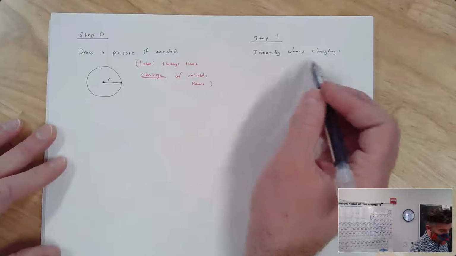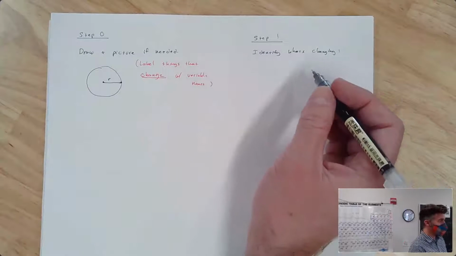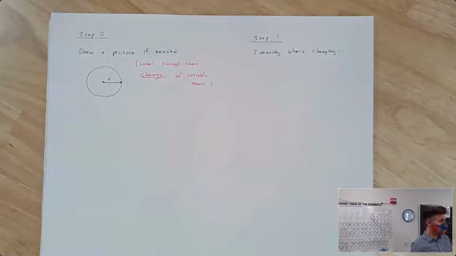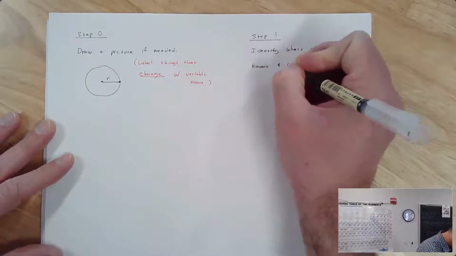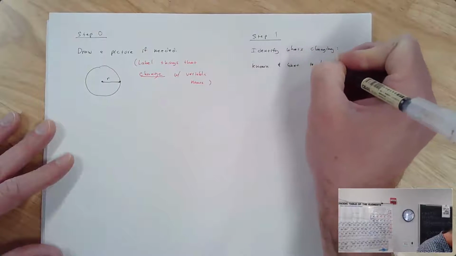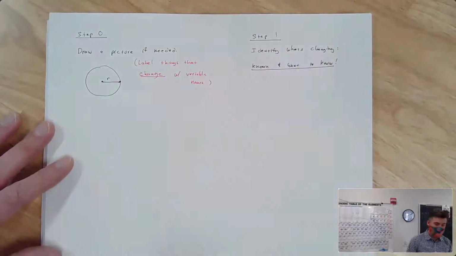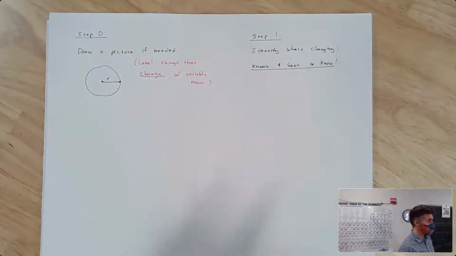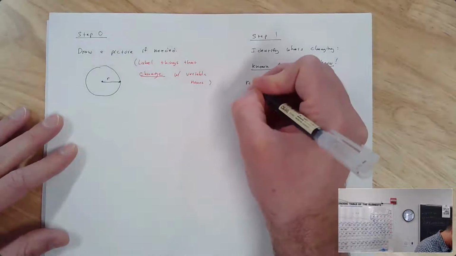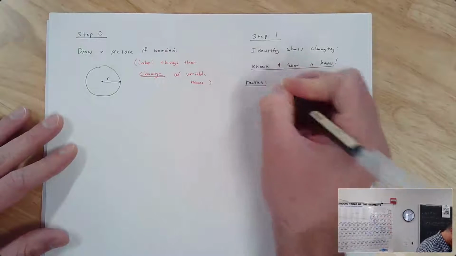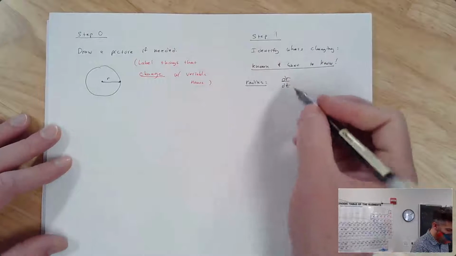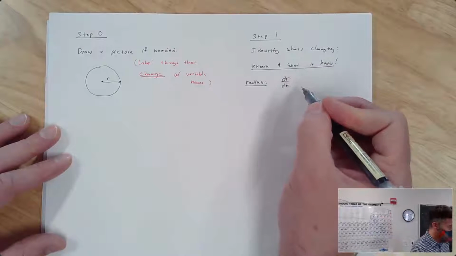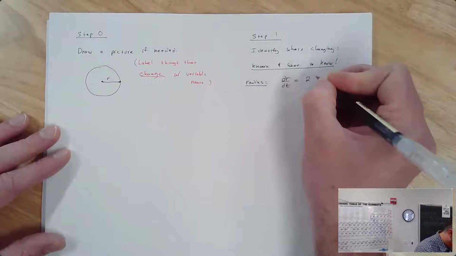When we say identify what's changing, what we really want to know is what have they told us is changing and what do we want to know is changing? So known and want to know. They've told us how the radius is changing, right? They said the radius was increasing at 2 feet per second. So we're going to say, okay, the radius is changing. We're going to write dr/dt, the rate of change of the radius as time is changing. That's going to be 2 feet per second.